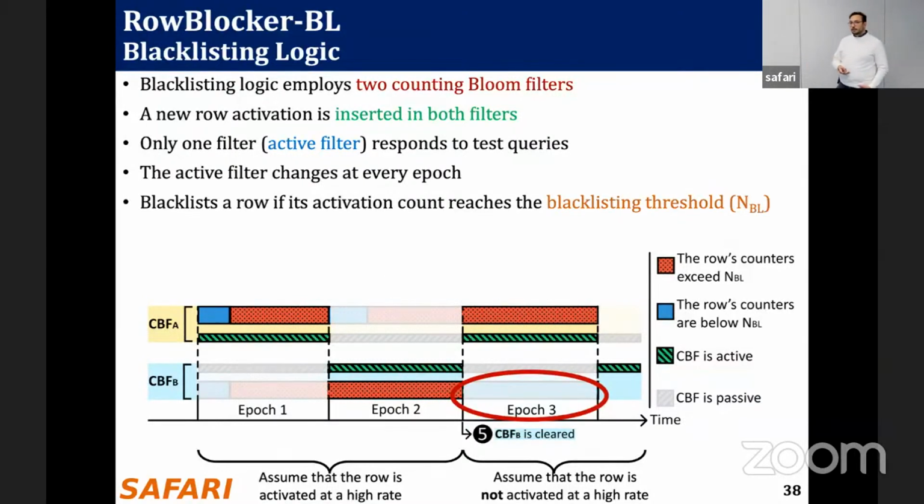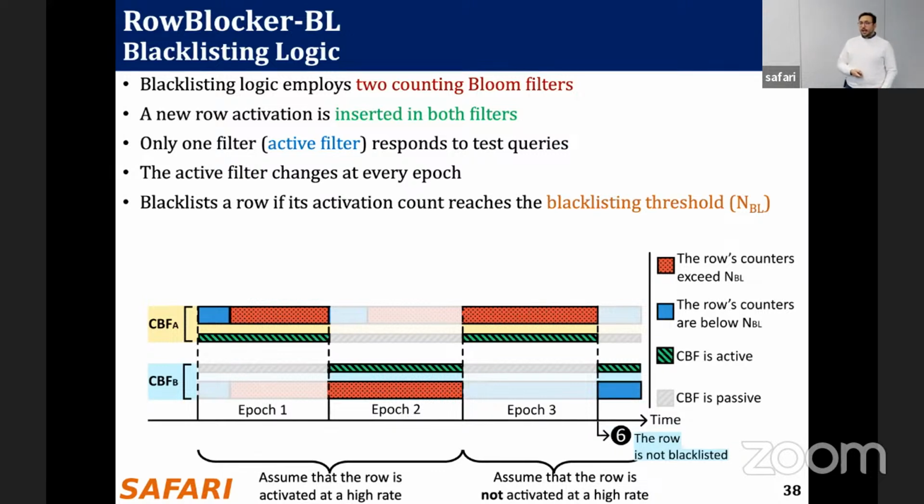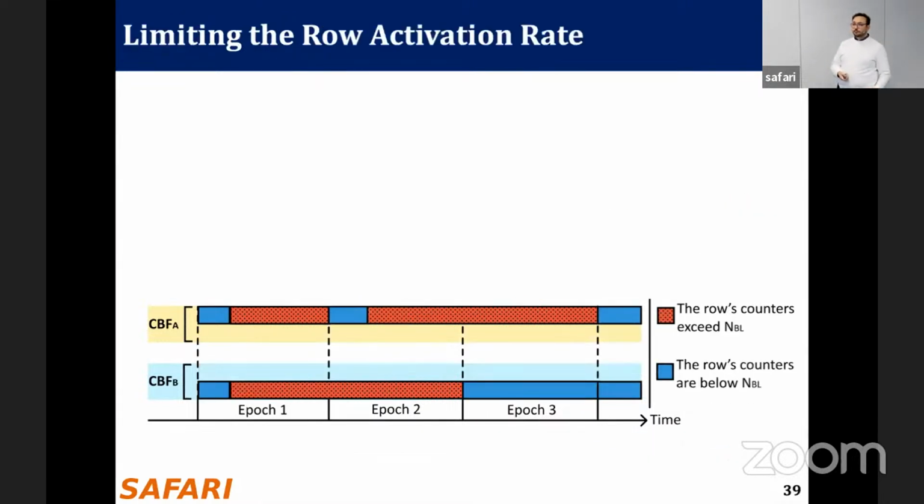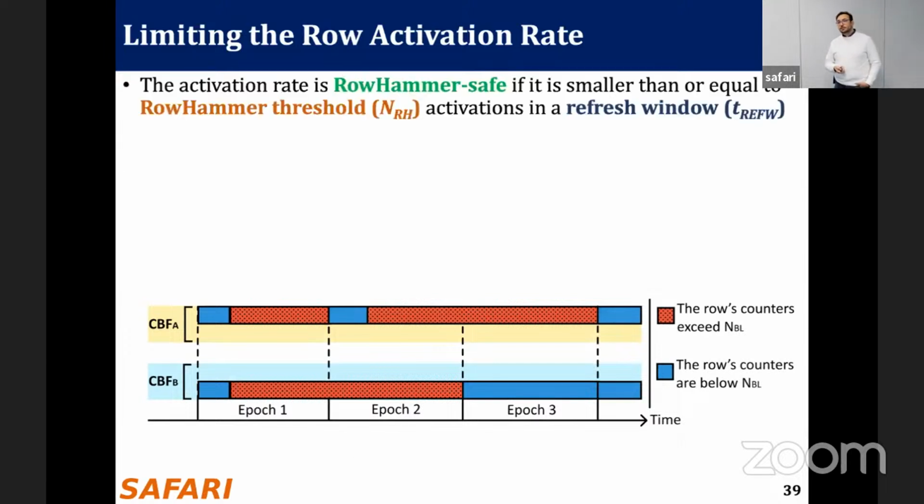In epoch 3, we do not have frequent row activations targeting this row. As a result, while CBF-B is passive and being trained, its activation count for that row does not exceed the blacklisting threshold. And as a result, eventually when filter B is activated again at this point here, the row is not blacklisted anymore. Okay, so this is how it works.